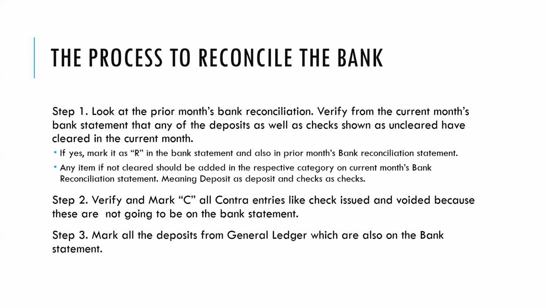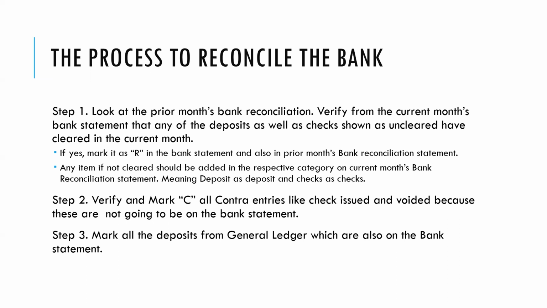The first step is that you look at your opening bank reconciliation, which is for January, and then look for all those open items which were on that statement, and then look into your February bank statement and see that any of those items have come into the bank or not. If they have come, then mark R for reconciliation on the reconciliation statement as well as on the bank statement.